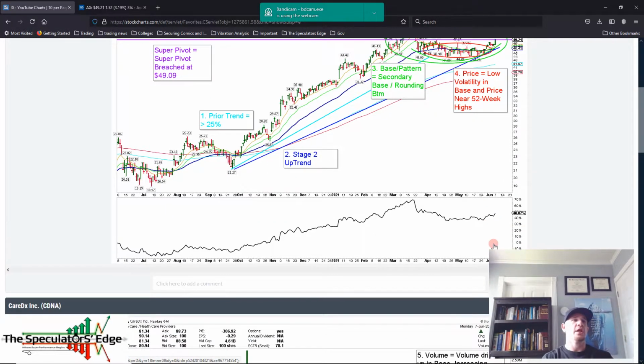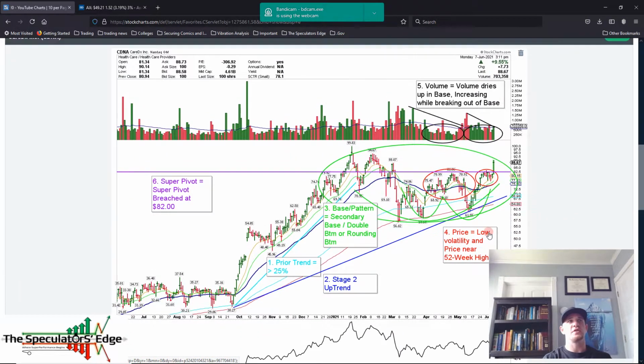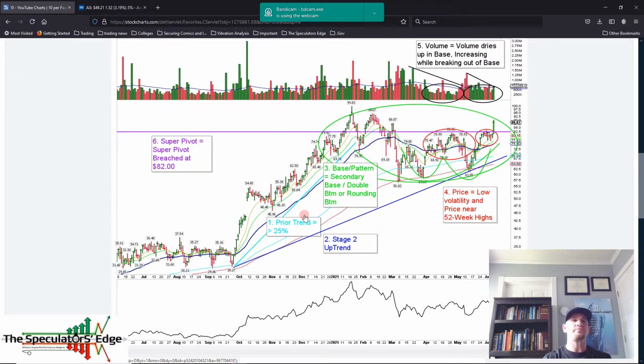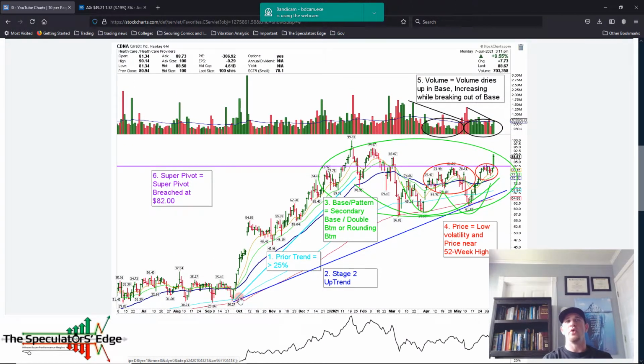So let's move on to CareDX, ticker symbol CDNA. This is in the healthcare sector, and the industry is healthcare providers. What we have here, again, is the prior trend, which is greater than 25% from low to high. And we are of course in a stage 2 accumulation phase here. Institutions are buying. We got nice heavy volume all around here, nice heavy demand.